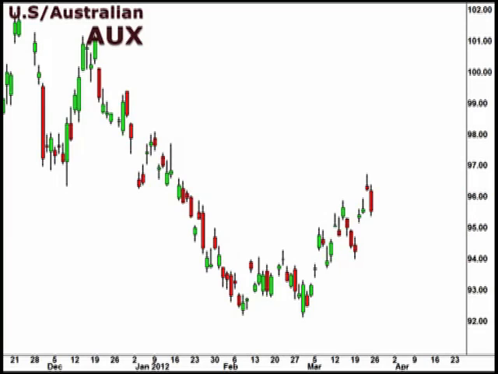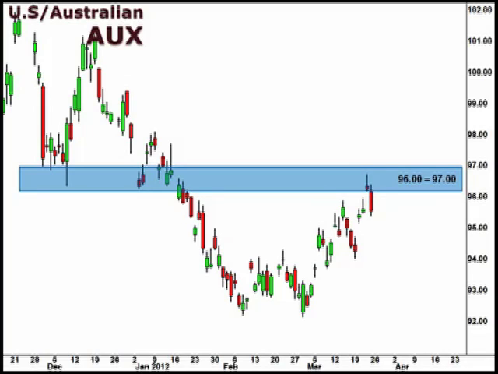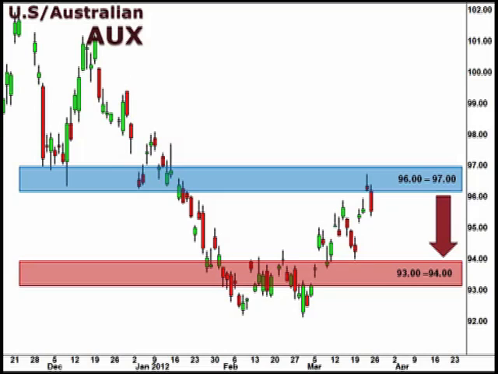Let's take a look at the US dollar versus the Australian dollar as seen here in the ISE FX options pair value AUX. The AUX traded into the 96.97 resistance level and rejected last Friday. A reversal and break above 97 opens the window for a move higher. A continuation lower is likely to yield a test of support down at this 93.94 focal zone.